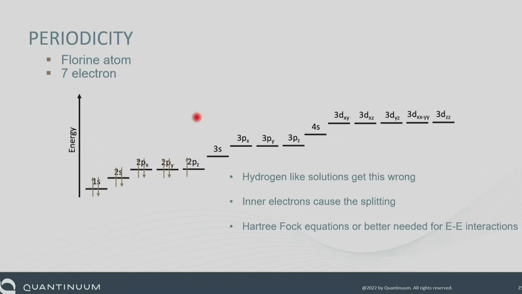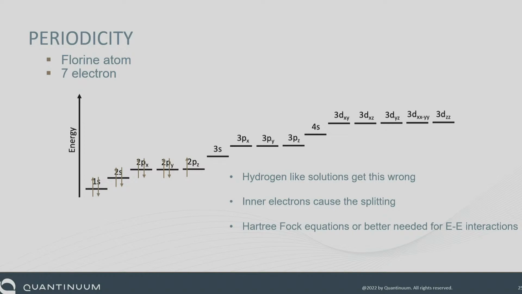The p orbitals are less strongly bound to the nucleus because they interact more with the inner electrons. This is what is called shielding. So the p orbitals are shielded more. They are repelled by the inner electrons more, and that's why the ionization energy is lower.